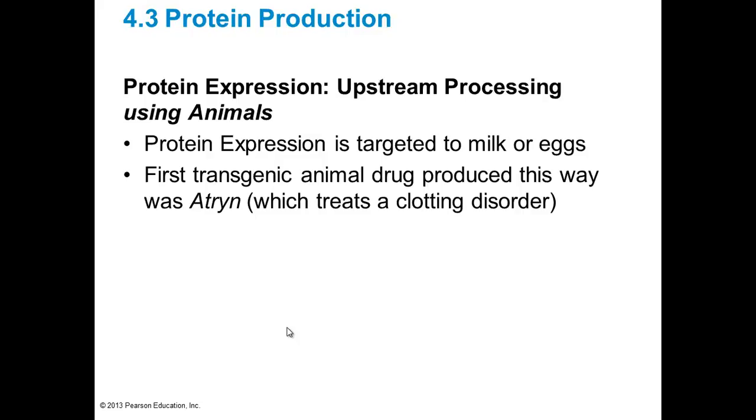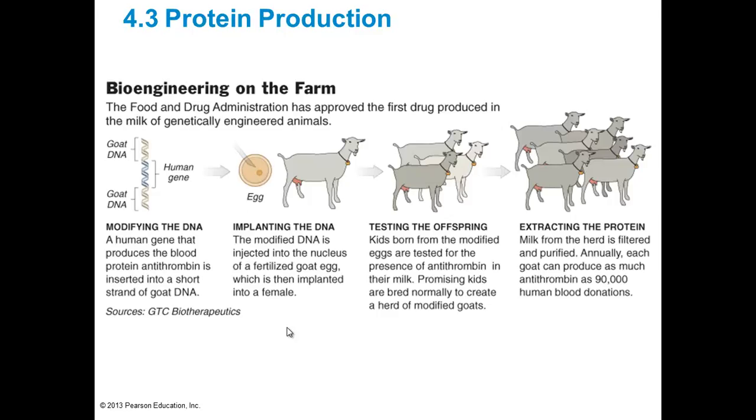When you are dealing with transgenic animals, with mammals, like cows, sheep, goats, pigs, rabbits, mice, you target the expression of the protein to the milk, and in order to harvest the protein, you just simply milk the animal. For avian species, chickens, quail, things of that nature, you target the expression to the eggs. So you basically take the eggs after they're laid, you open up the eggs and purify out the protein from the insides of the eggs. The first transgenic animal drug that's in the market is called atrin. It's produced by genetically modified goats, and atrin treats a clotting disorder.